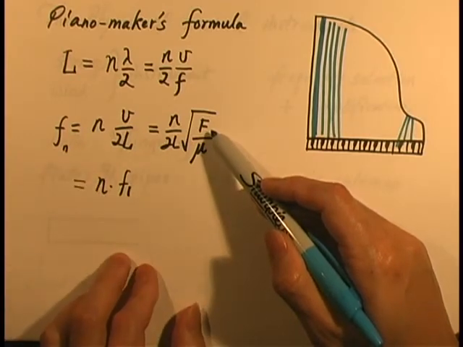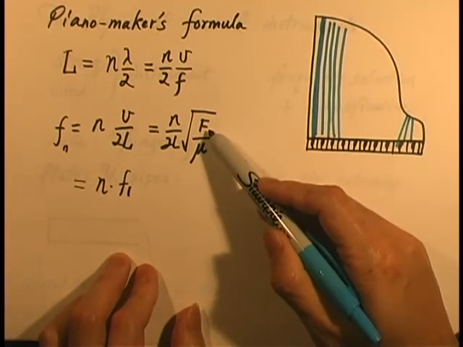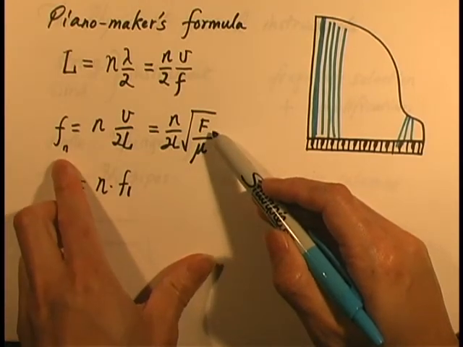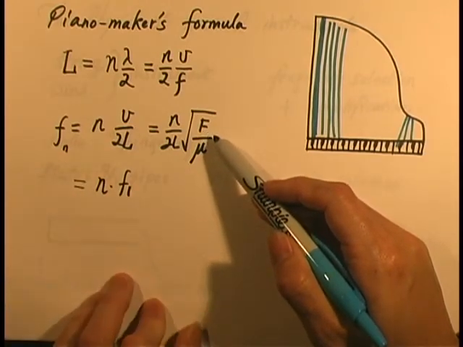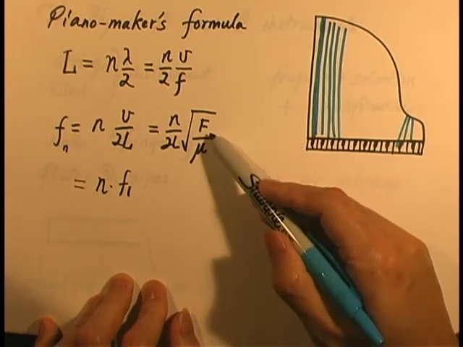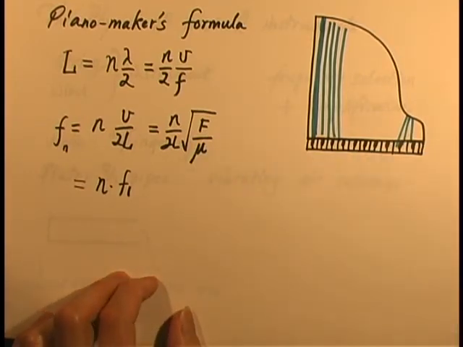And if you tighten it, of course F is greater, the tension is greater, and the frequency will go up. So that is how a piano tuner works, basically by adjusting the tension on the string. So that's the piano maker's formula, and the piano is just one of many common musical instruments.